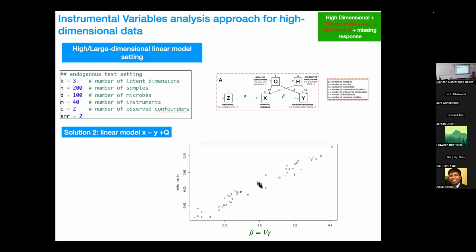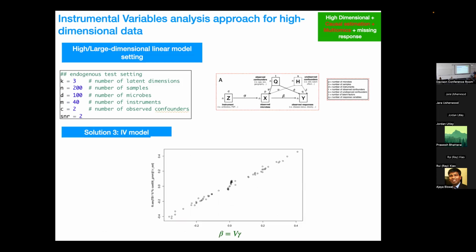If we reverse the directionality, which is what the standard approach does, either using DESeq or LEfSe, where you go from the opposite side, from Y to X, this is what your estimate looks like, between the true and the estimated value.